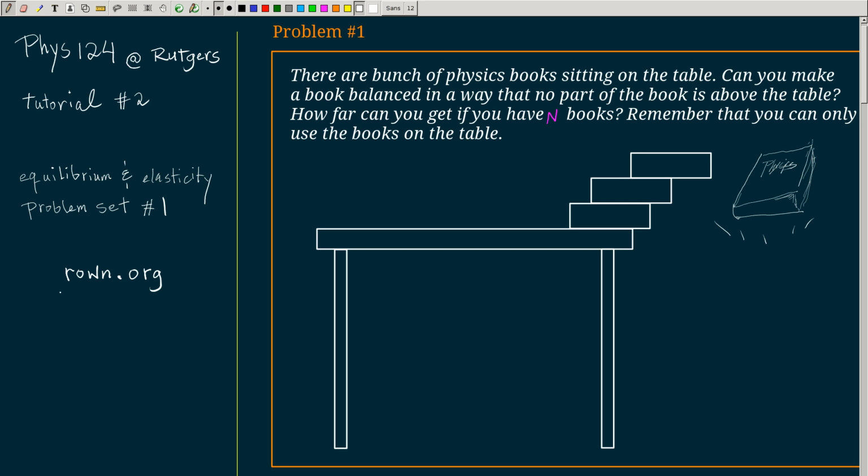Hello everyone, today we will talk about equilibrium and elasticity. We will solve a few problems on this subject. This is problem set number 1 from tutorial number 2 of the course that I'm teaching.